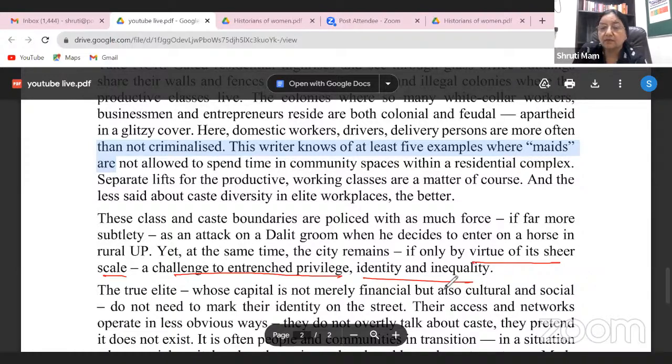The true elite, whose capital is not merely financial but also cultural and social, do not need to mark their identity on the street. If I'm an elite, I don't need to mark my identity on my car or on the street. They do not overtly talk about caste. They pretend it does not exist. Look at the tone. The author is calling them pretentious. But on the car, they'll put a sticker, Brahman, or they will say dangerous Gujar. Have you seen all this?